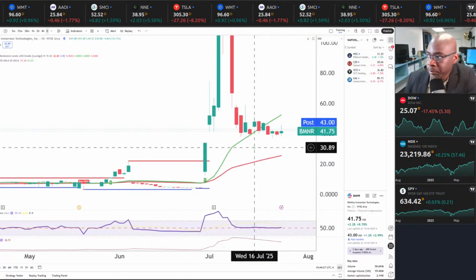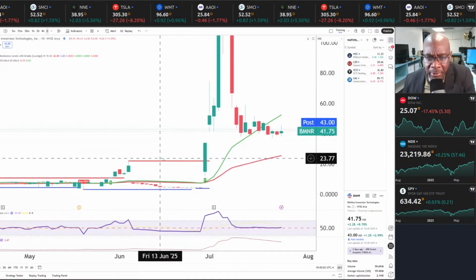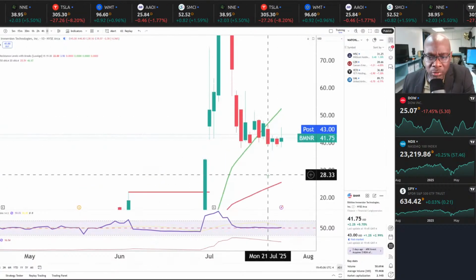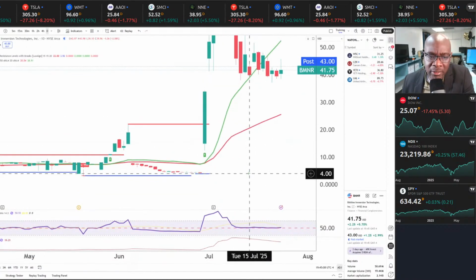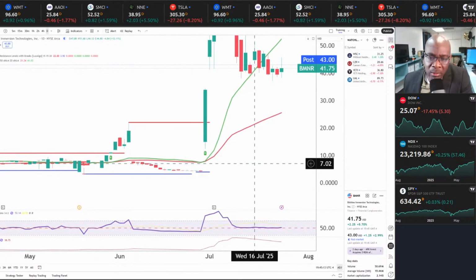So this way, your charts can look like this and you'll have the same indicators that we have here. And indicators are basically tools just to help you understand, just to help you see what other traders are doing primarily.